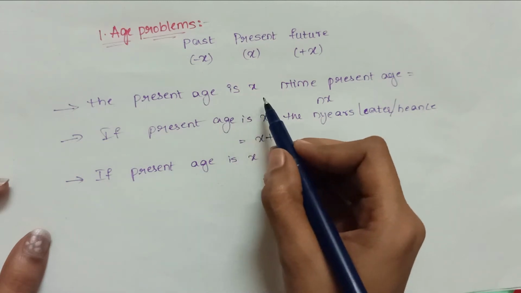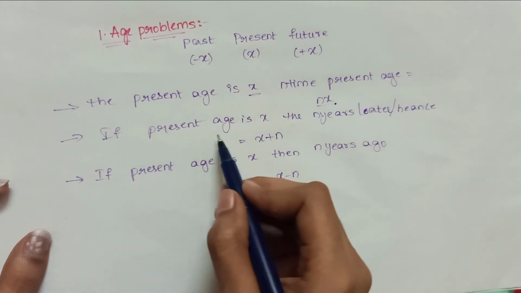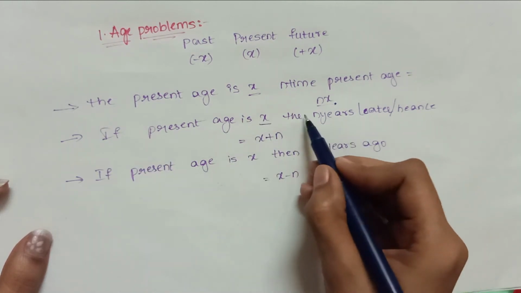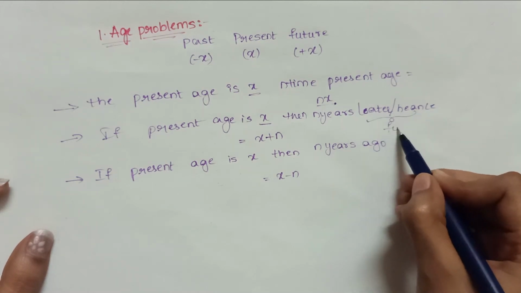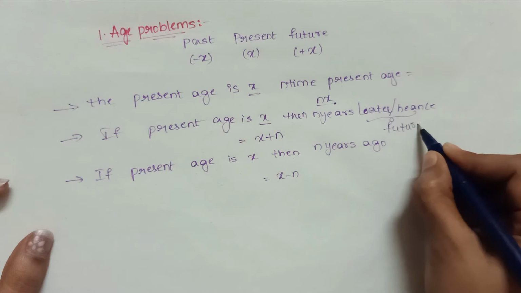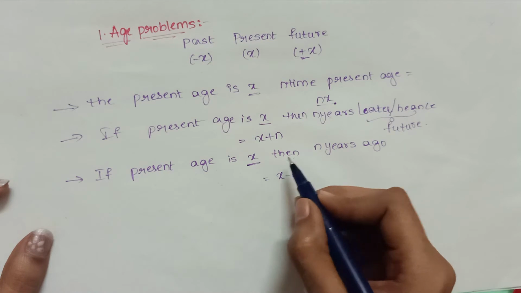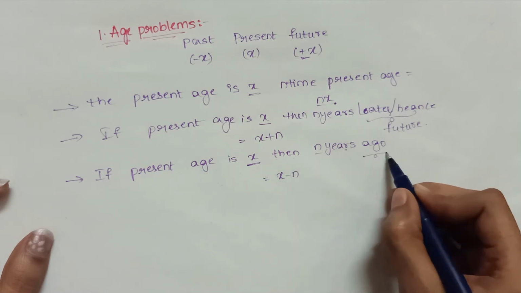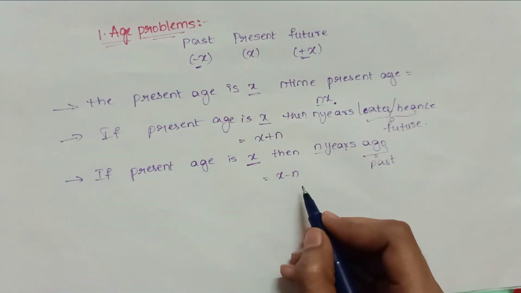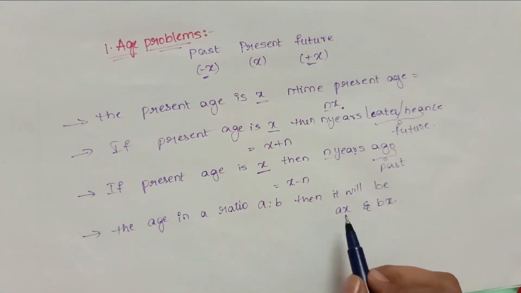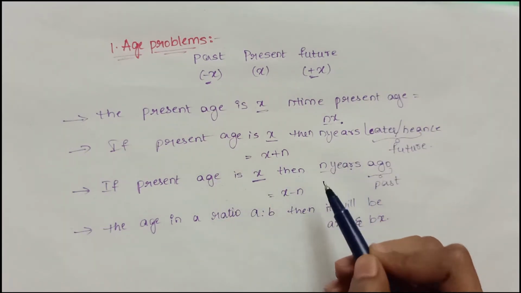The present age is x and n times present age is n into x. If present age is x, then n years later or hence. Later or hence means future. Future means plus. So x plus n. If the present age is x, then n years ago. Ago means past, where past is minus. So x minus n. The age in ratio a is to b, then it will be ax and bx. So these are the important formulas in age problems.